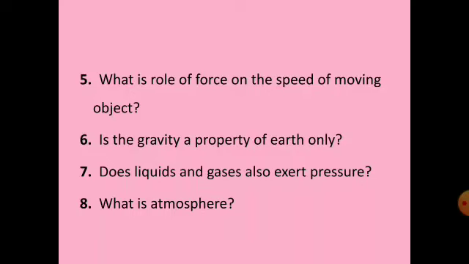Last question. What is atmosphere? An atmosphere is a layer or a set of layers of gases surrounding a planet or other material body that is held in place by the gravity of that body. An atmosphere is more likely to be retained if the gravity it is subject to is high and the temperature of the atmosphere is low. So this was for today.